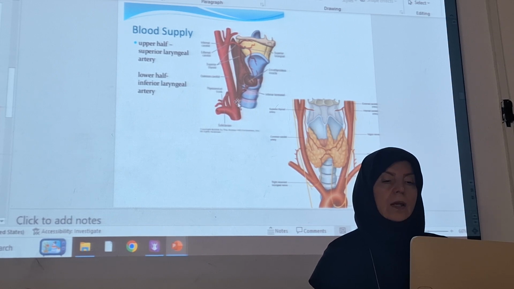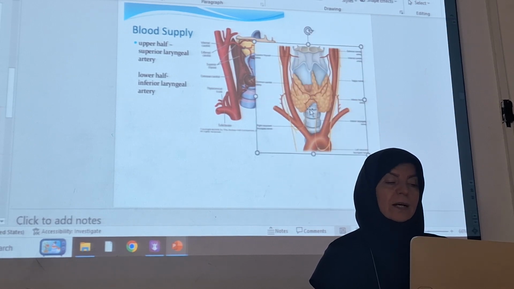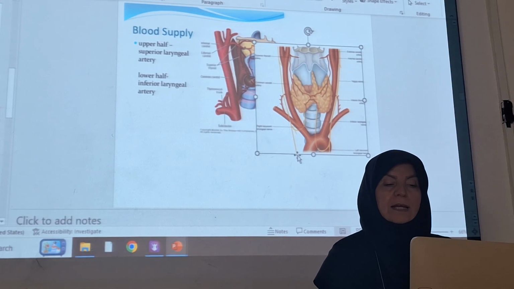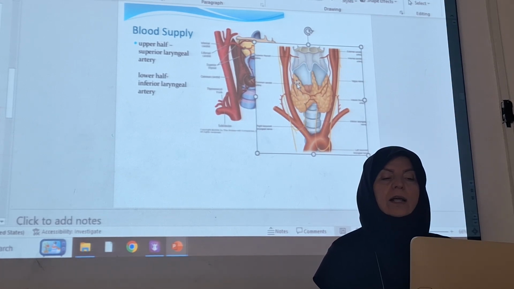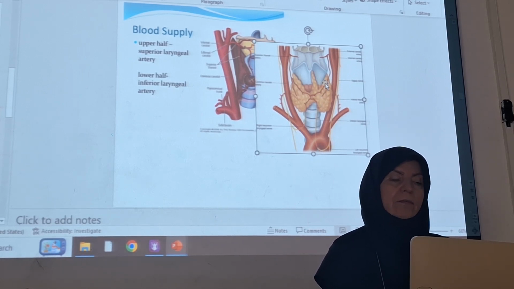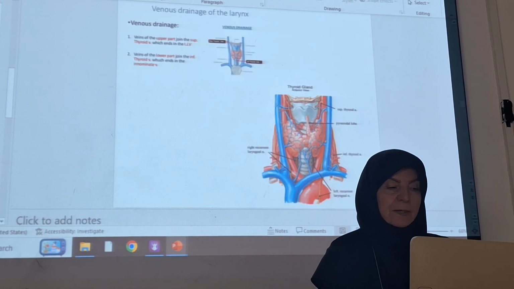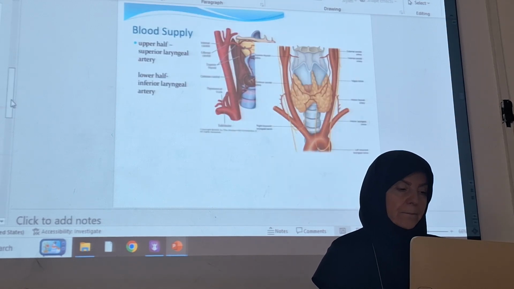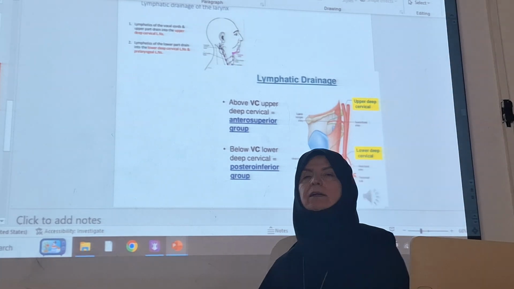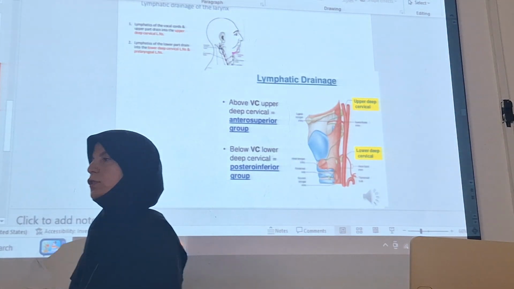Okay? About the innervation, in this picture, we are going to look at the right vagus nerve and the right recurrent laryngeal nerve, and the left vagus nerve and the left recurrent laryngeal nerve. And in this picture, you answer this question.